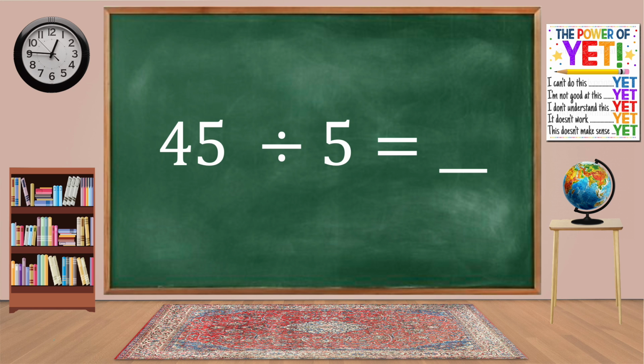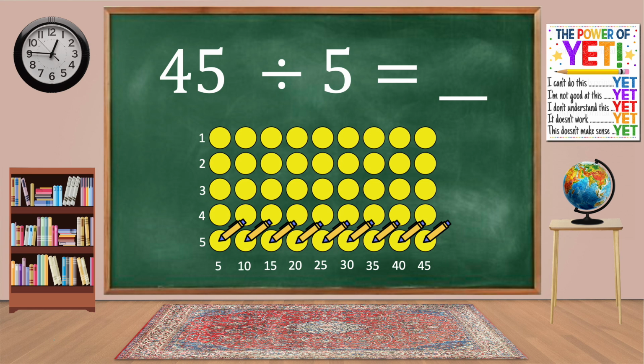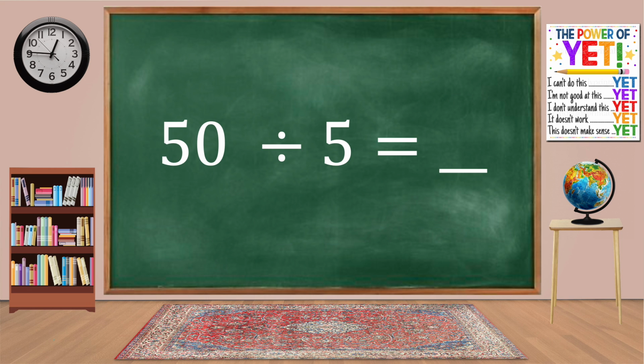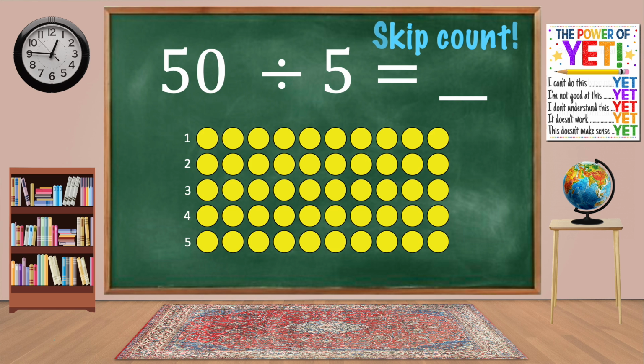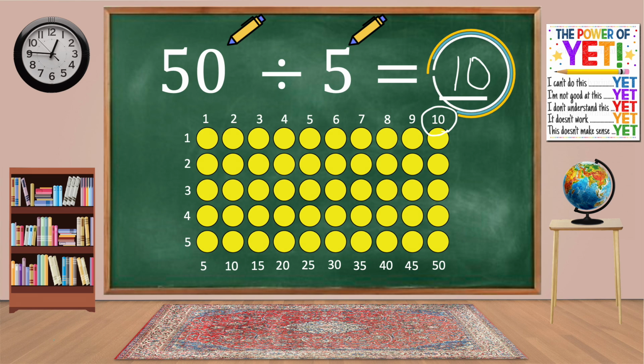45 divided by 5 equals blank. 5 rows. We're skip counting up to 45. 5, 10, 15, 20, 25, 30, 35, 40, 45. 9 columns. 45 divided by 5 equals 9. 50 divided by 5 equals blank. 5 rows. We're skip counting up to 50. 5, 10, 15, 20, 25, 30, 35, 40, 45, 50. 10 columns. 50 divided by 5 equals 10.